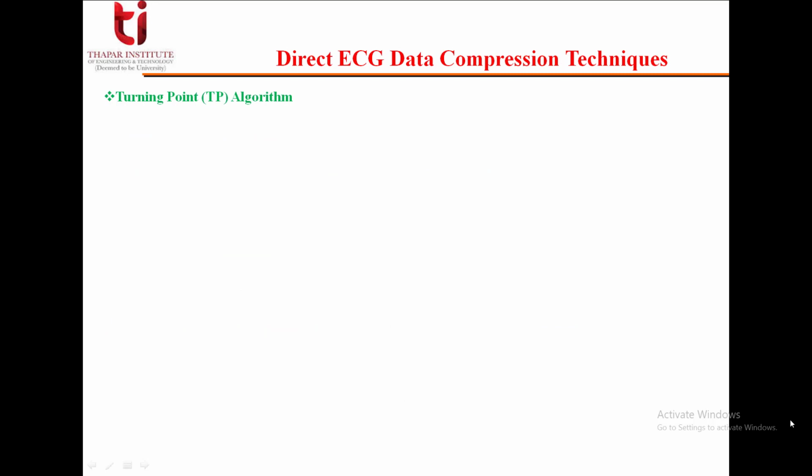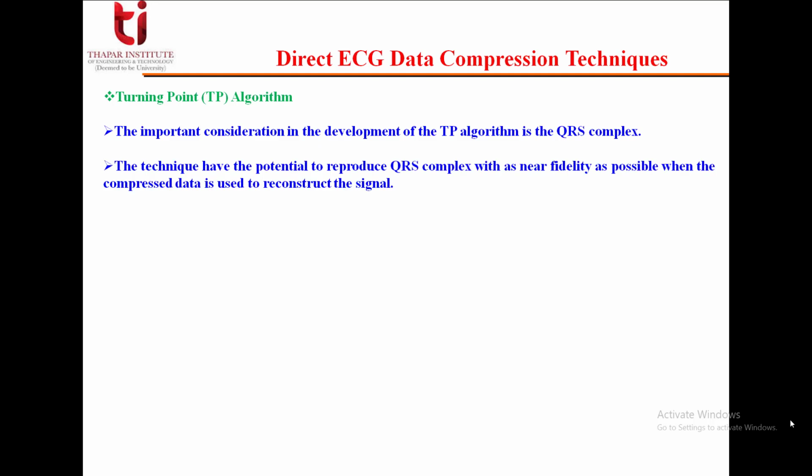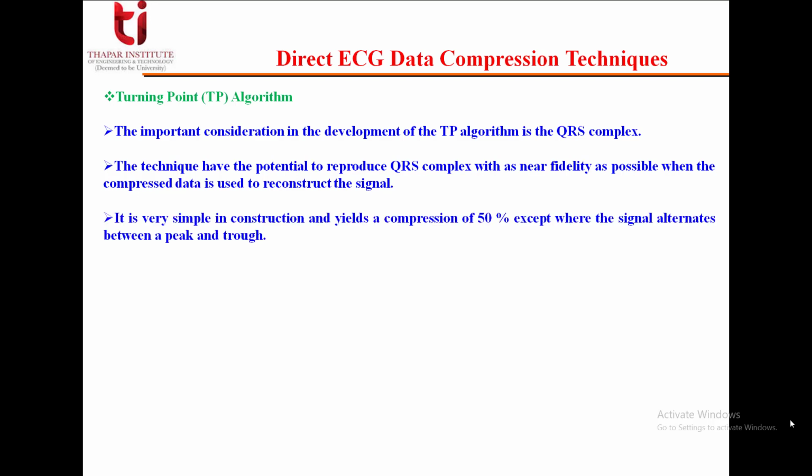Now we'll start with the direct ECG data compression techniques, and the first one in this is the turning point, or we can say TP algorithm. The important consideration in the development of the TP algorithm is the QRS complex. The technique has the potential to reproduce the QRS complex with as near fidelity as possible when the compressed data is used to reconstruct the signal. It is very simple in construction and yields a compression of 50%, except where the signal alternates between a peak and a trough.